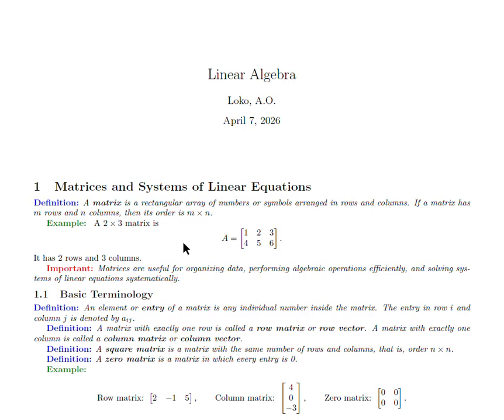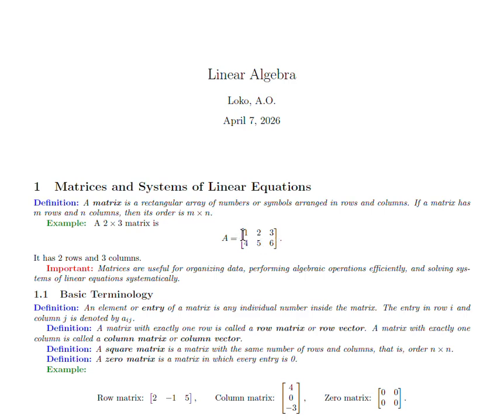If a matrix has m rows, for instance, and n columns, then its order or dimension is m by n. For example, we have a 2 by 3 matrix on the screen labeled matrix A. You can see the elements of that matrix: 1, 2, 3, 4, 5, 6.